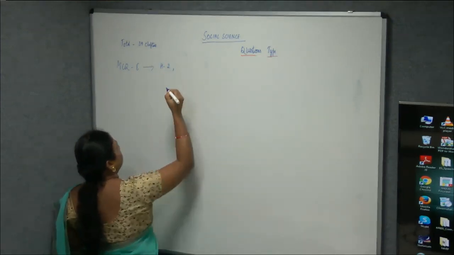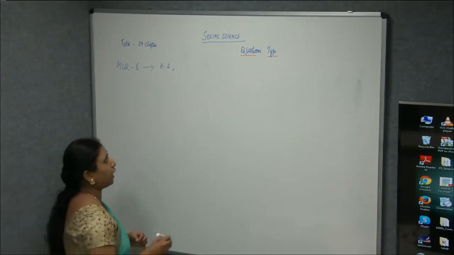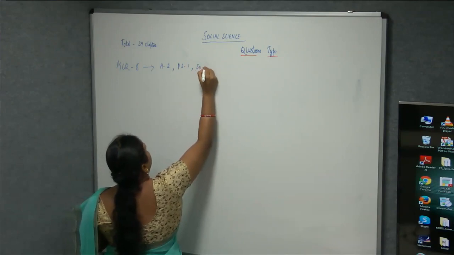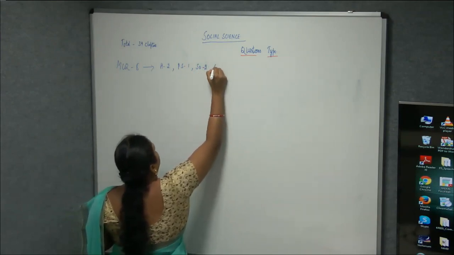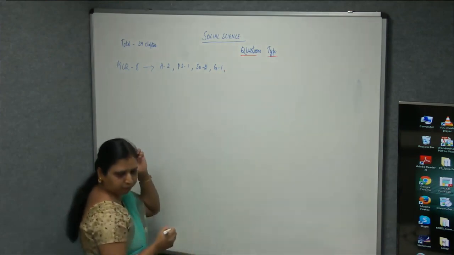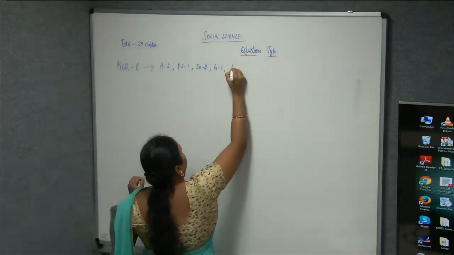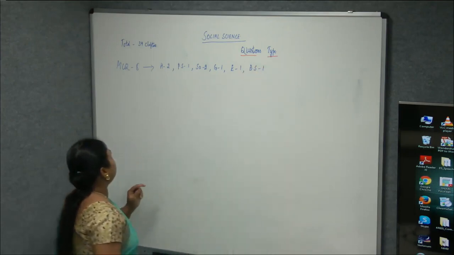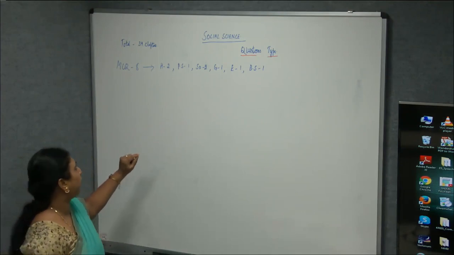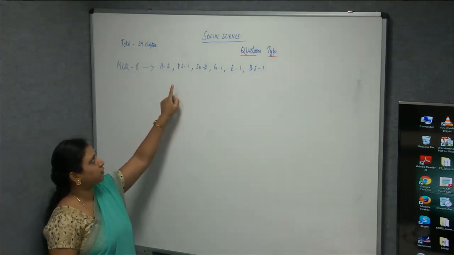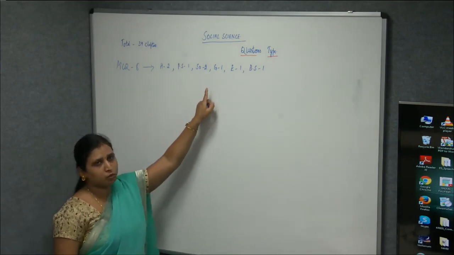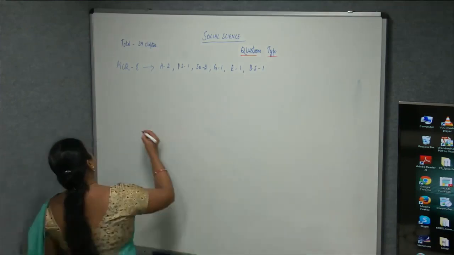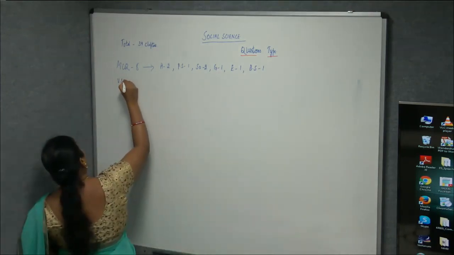Okay, so from history, we are having 2 MCQ questions. And from political science, it is 1. Then sociology also it is 2. Then geography 1. Then economics 1 question. Then business studies 1 question. So 8 MCQ questions are there. So 2 from history, 1 from political science, 2 from sociology, 1 from geography, 1 from economics, and 1 from business studies. Okay. Then we are having very short answer.